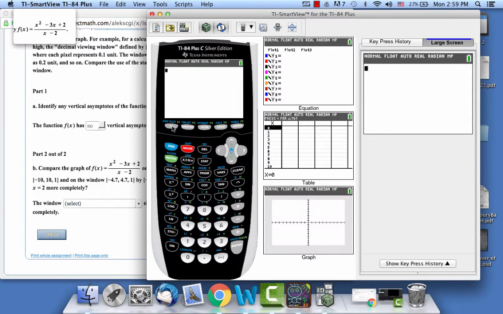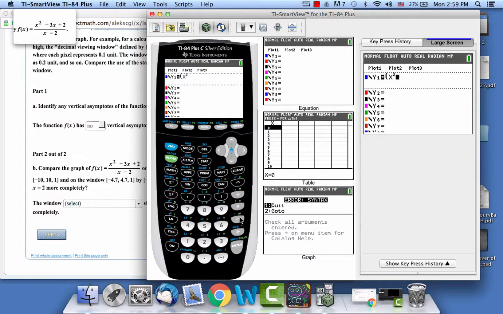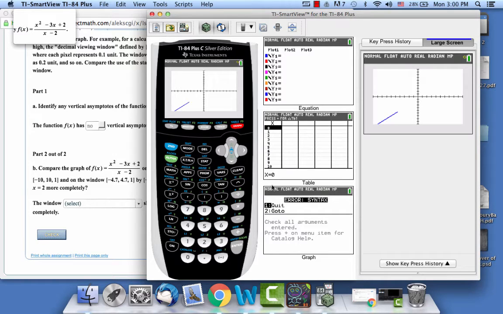Okay, I didn't want to make you watch me pull up the calculator again. So y equals x squared minus 3x plus 2 divided by x minus 2. So currently I'm in the standard window. The standard window goes from -10 to 10 in both x and y, and if yours is not set that way, you can just reset your RAM and it will automatically do it. So here it is.